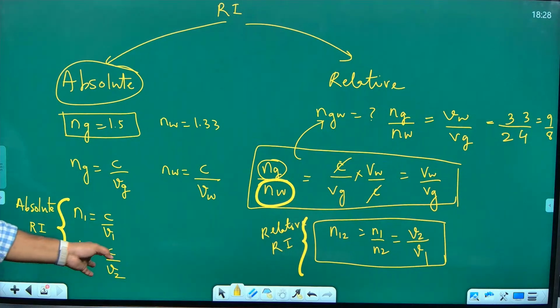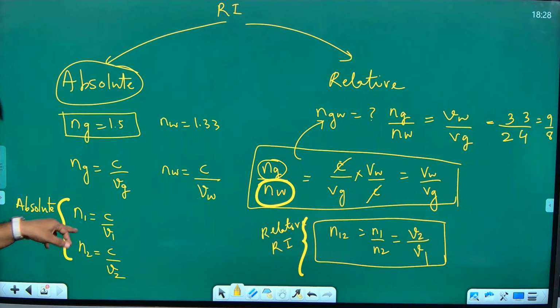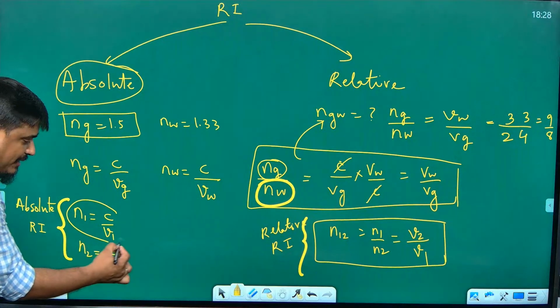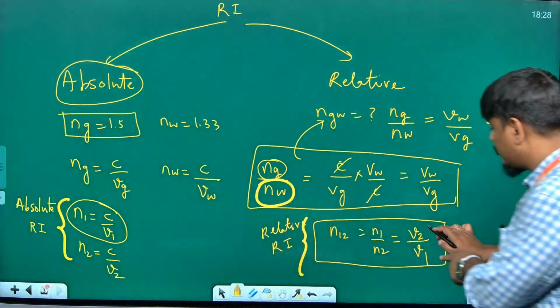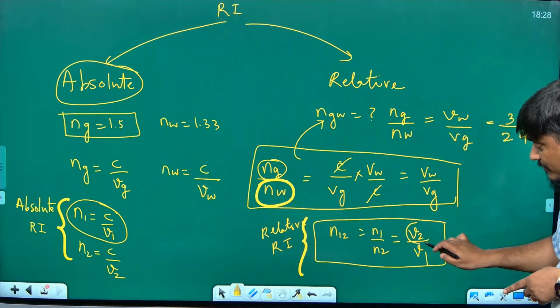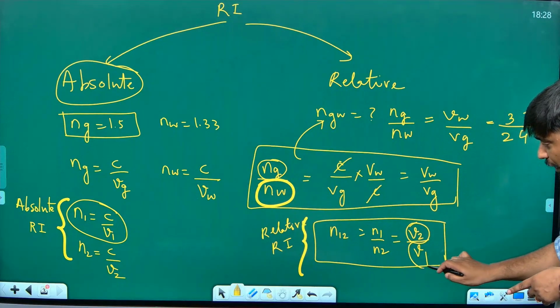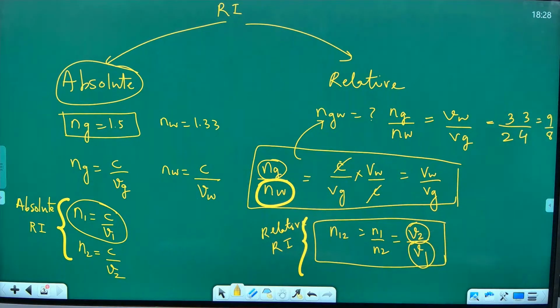So I hope something is clear to you now. Refractive index of a particular medium is C by velocity in that medium. Refractive index of medium 1 with respect to medium 2 is velocity of light in medium 2 by velocity of light in medium 1. Is it clear to you? Sir, can you repeat, sir?